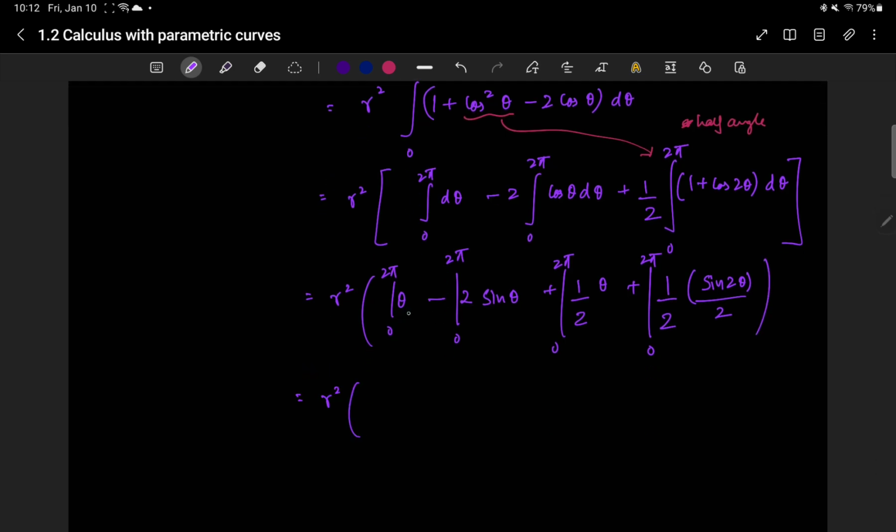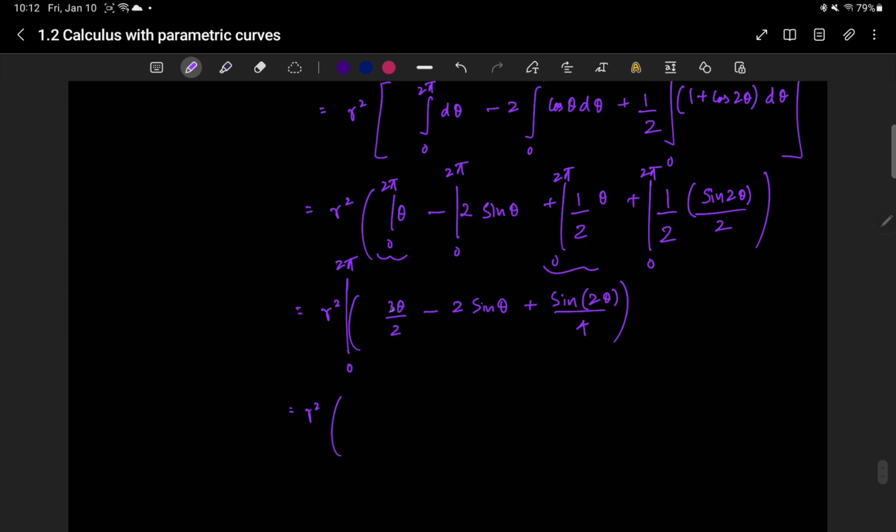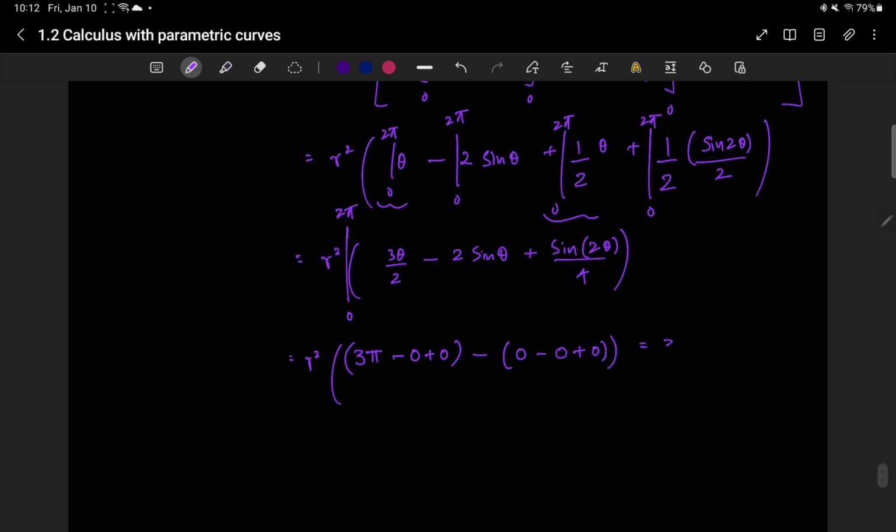So plugging all this stuff in, theta and half theta can be combined to give 3 theta over 2, then minus 2 sine theta, and then sine 2 theta over 4, and all of this between 0 and 2 pi. Now, when I plug in 2 pi, I get 3 pi, and the sine terms become 0, because sine is 0 at multiples of pi. And subtracting the value at 0, again all of the sine values are 0. So all of this really comes down to simply 3 pi r squared.